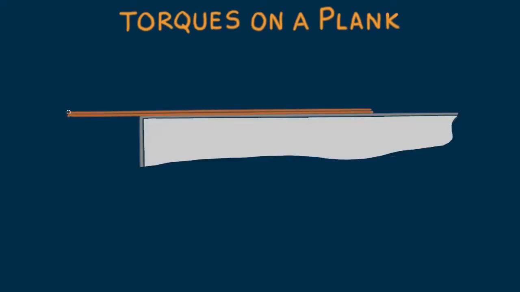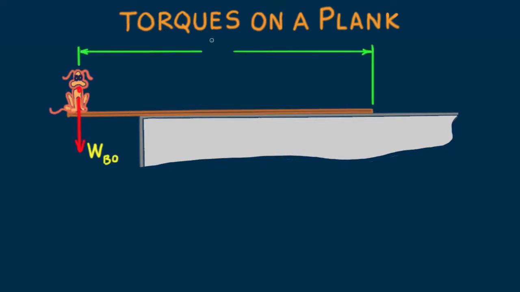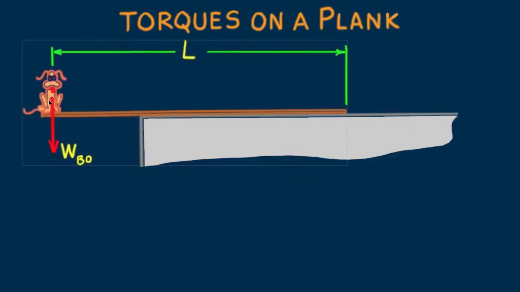Phil Physiker's pet dog Bo is sitting on one end of a long uniform plank that extends beyond the edge of the top of a building, indicated by the gray region. Bo has weight, W sub Bo, and the length of the plank is L. If the plank and Bo overhang too much, Bo is in trouble.